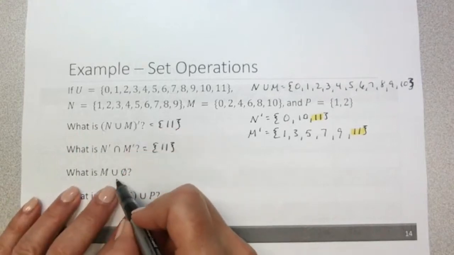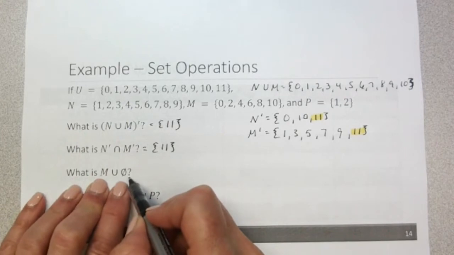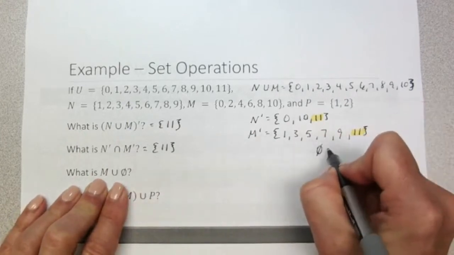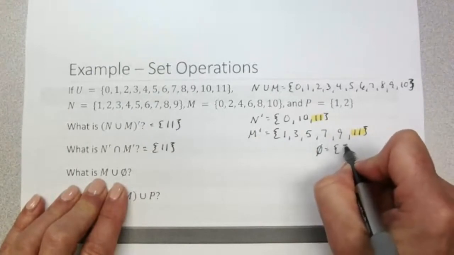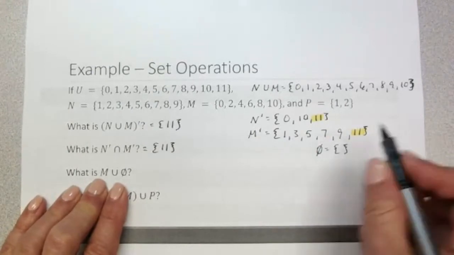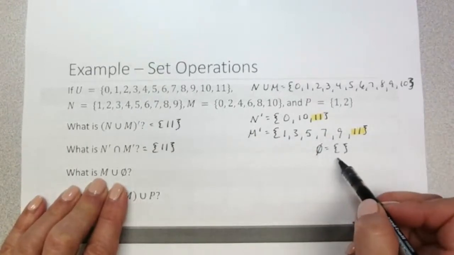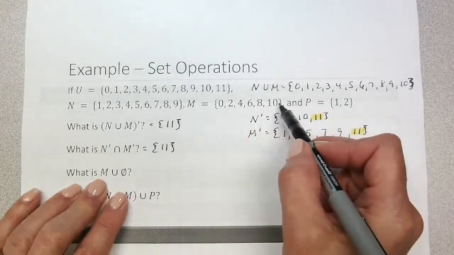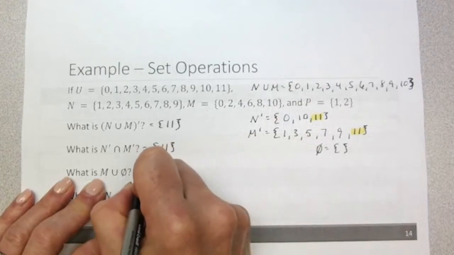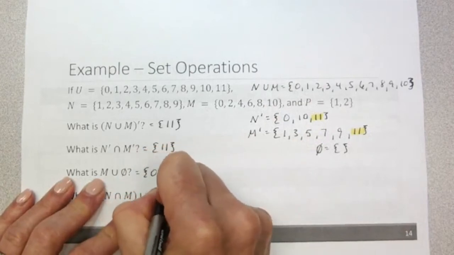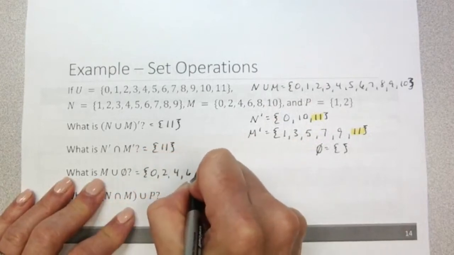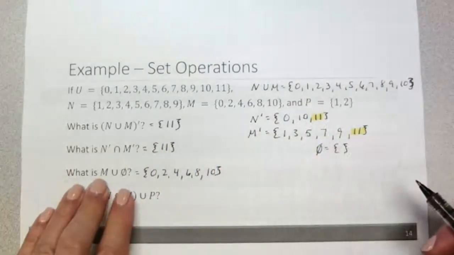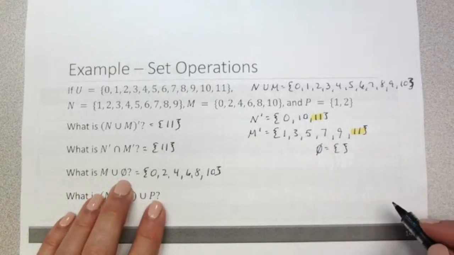This third question is saying, what is m union empty set? Well, we know the empty set is nothing, right? It is a set, but it is a set with no elements in it. Okay, so when we join it or marry it or create a union of that empty set with set m, it doesn't change m at all. 0, 2, 4, 6, 8, and 10 are the elements of m union empty set.